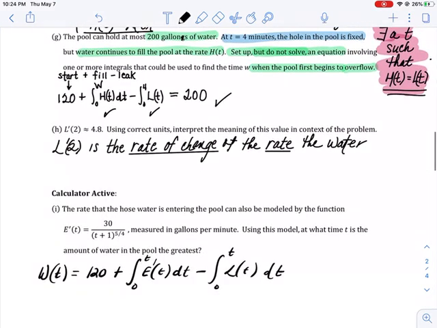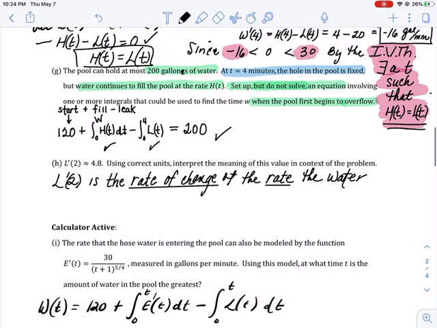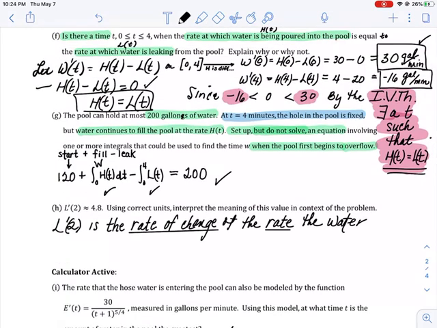Then we have the next one, which is L prime of 2. It's the rate of change. L prime of 2 is approximately 4.8. So using correct units, interpret the meaning of its value in the context of the problem. So for this one, L prime of 2 is the rate of change of the rate. Being the rate of change of the rate that the water leaks out of the pool, it is increasing because it's positive.